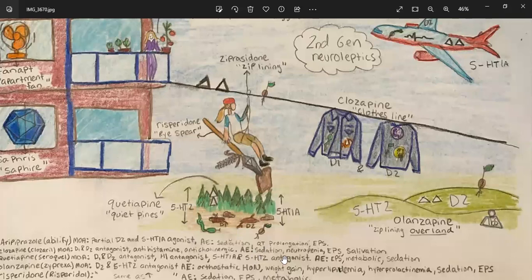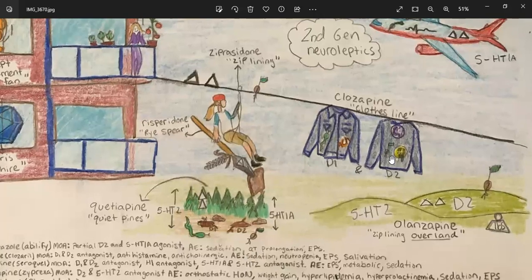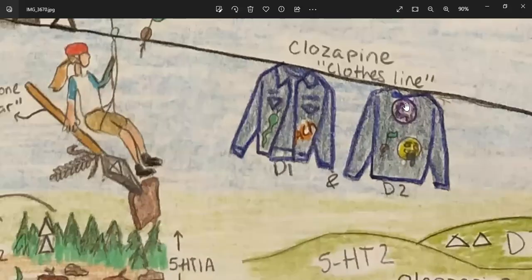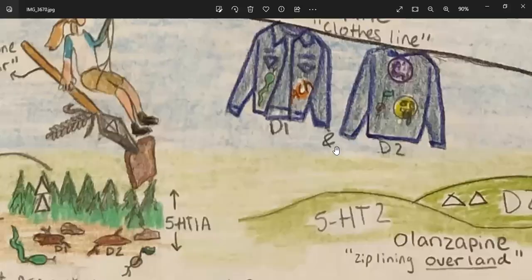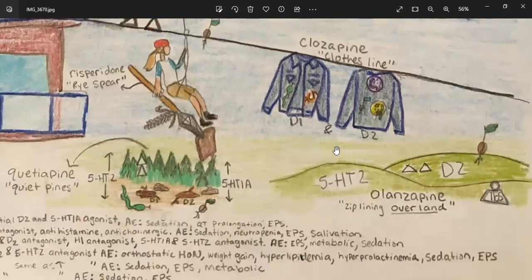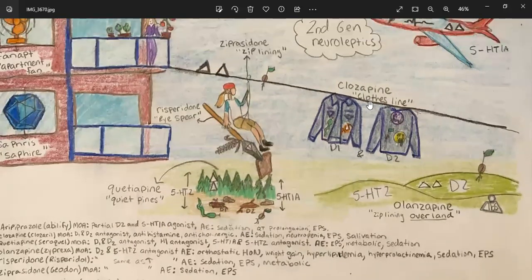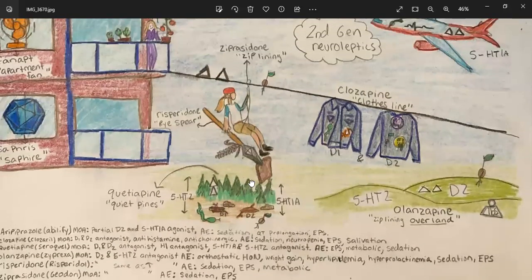And then its adverse effects are shown here. So sedation, neutropenia. So this is supposed to be like a neutrophil. And then this is the salivating emoji. So salivation. So that's clozapine.